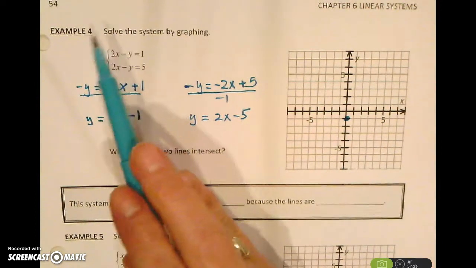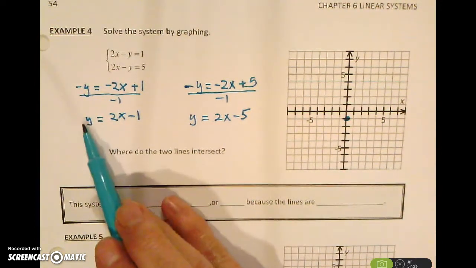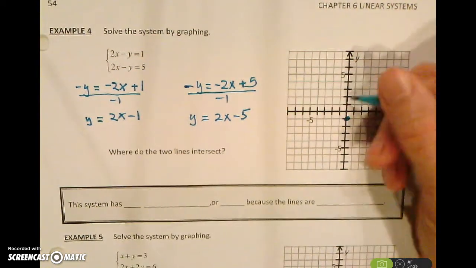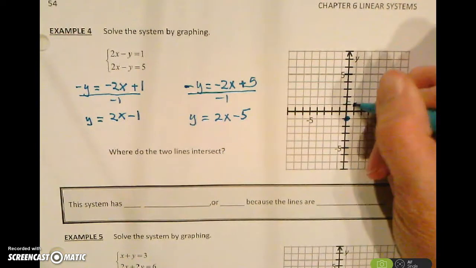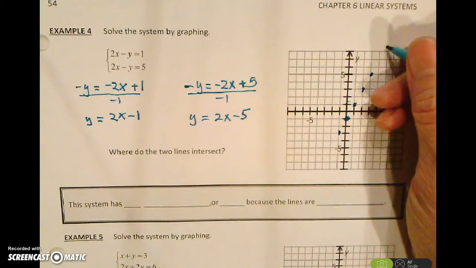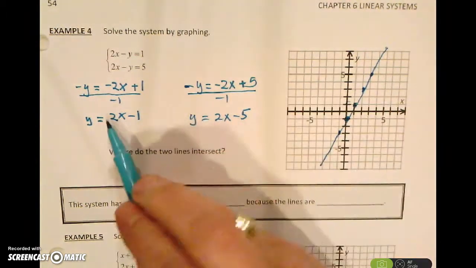So in example 4, I cheated a little bit. I've solved both of these for y, and I'm going to graph them. So I have a negative 1 for a y-intercept, and then a slope of 2, so up 2 over 1, down 2, back 1. You can kind of see where this line is going here. And then the second one, you can see it right there.